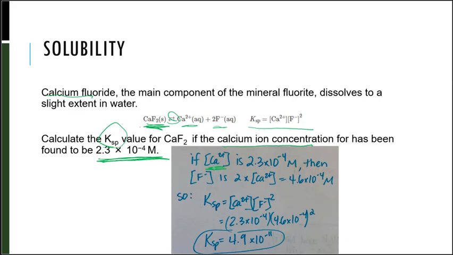Well, if we're given the calcium concentration, then the fluoride has got to be 2 times that concentration. It would be like if calcium 2+ was X, then fluoride is 2X. I have to double that concentration to get the fluoride concentration. So 2 times 2.3 times 10 to the negative 4 would be 4.6 times 10 to the negative 4th. Now I can plug both of those concentrations into my KSP expression. See what you get. Hopefully you get 4.9 times 10 to the negative 11th.